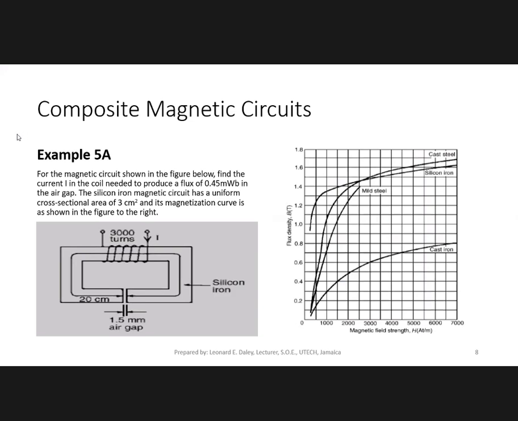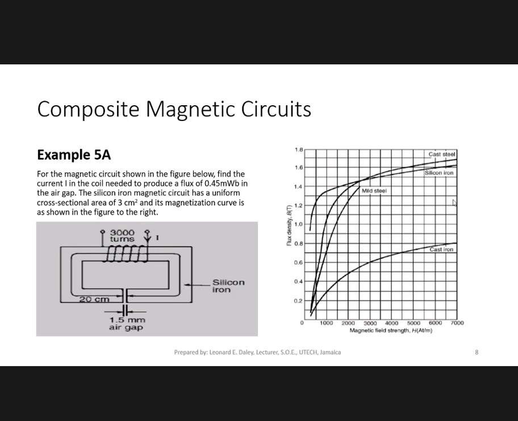This says now that we have a magnetic circuit here below. This magnetic circuit is made up of silicon iron, and there's also an air gap. So there are two reluctances in series. The length of the silicon iron is 20 centimeters, and the length of the air gap is 1.5 millimeters. There are also 3,000 turns of conductor, and a current is flowing through it. That current is what produces the flux through the magnetic circuit.